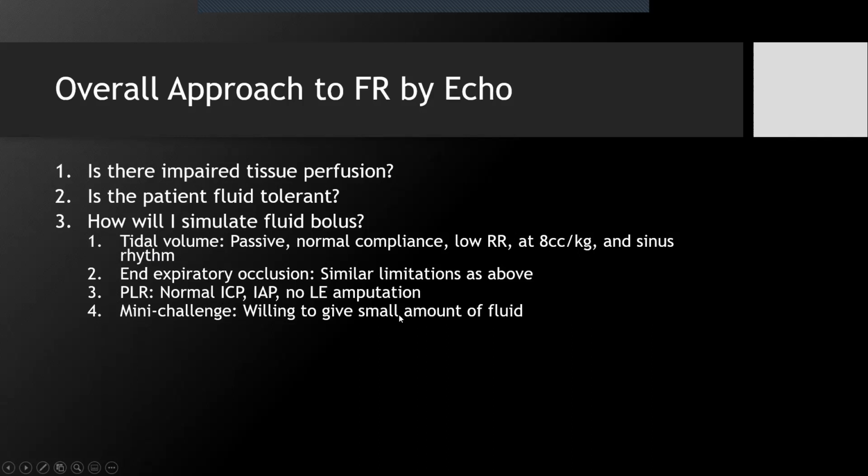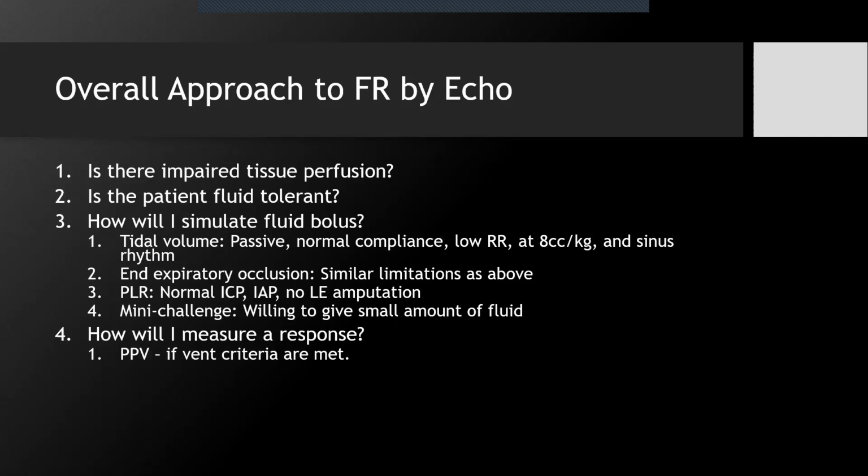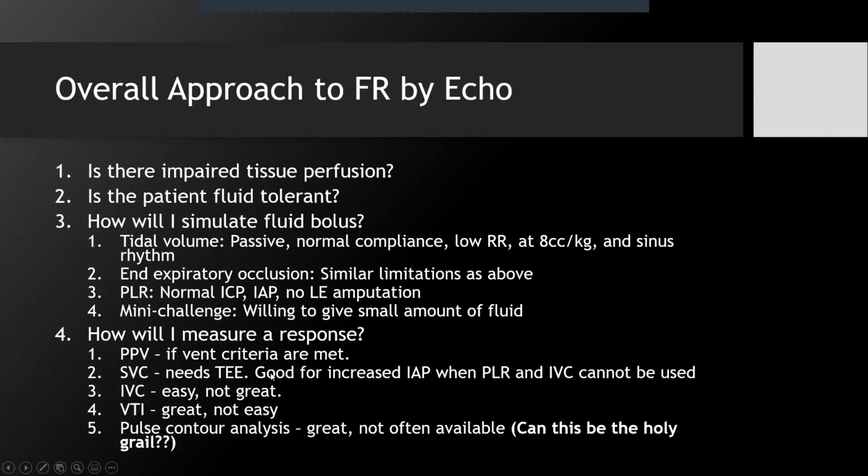And once you decide how you're going to simulate that fluid bolus, then you have to determine how you're going to measure a response. And you have to use a measurement that's capable of measuring whatever it is that you used to simulate the fluid bolus. So pulse pressure variation, if you meet the vent criteria, that's a fair way. SVC variability, but you'll need a TEE, and you'll need it for patients who are vented also. They also still have all the issues for patients who are on mechanical ventilation.